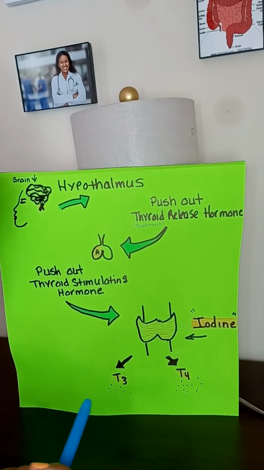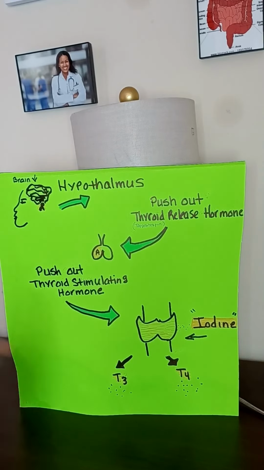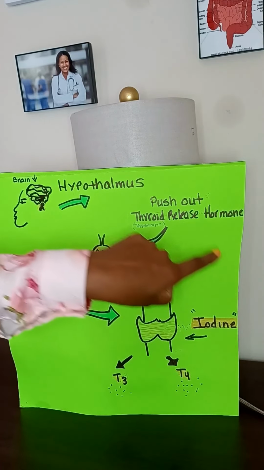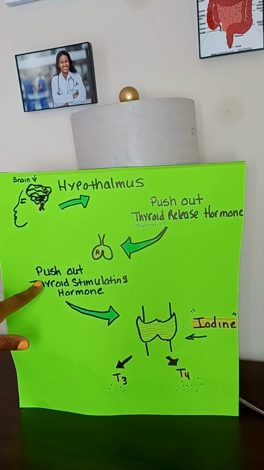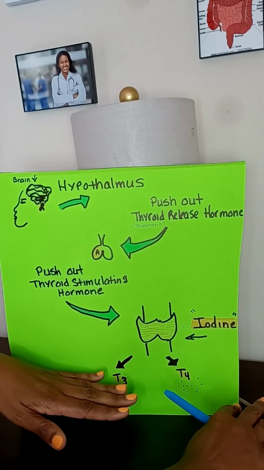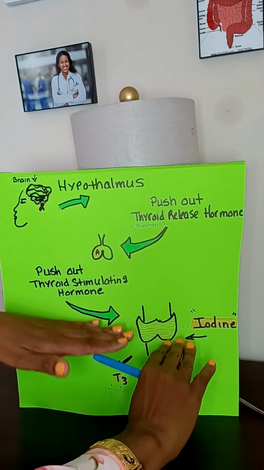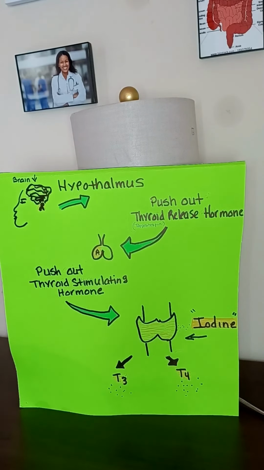But what if you have too much T3 and T4? You could be secreting too much hormone. At that point, the signal goes back through this process and says, hey, go ahead and stop the thyroid stimulating hormone. Just stop. It's enough. It's too much. So at that point, you will have a very low thyroid stimulating hormone, because you just have too much.